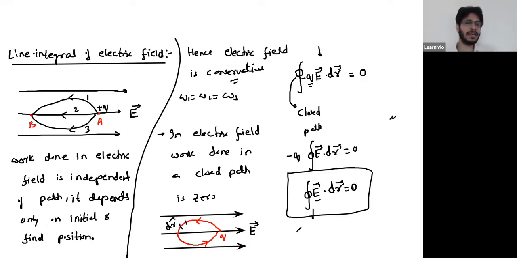This is known as line integral mathematically. When you are integrating electric field over the entire loop, we call this quantity the line integral. This is line integral of electric field. So for a closed path, line integral is zero.